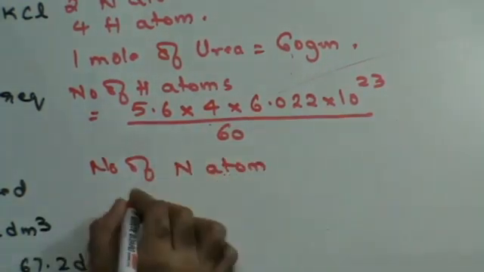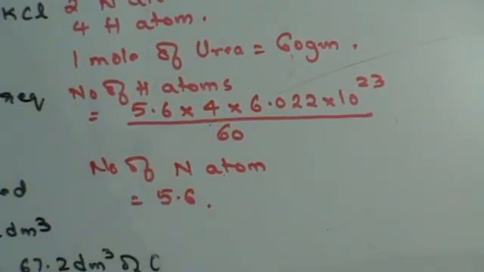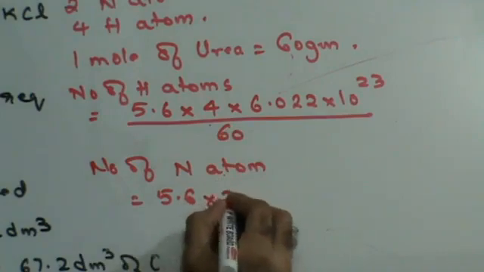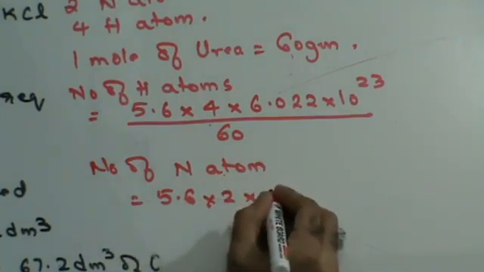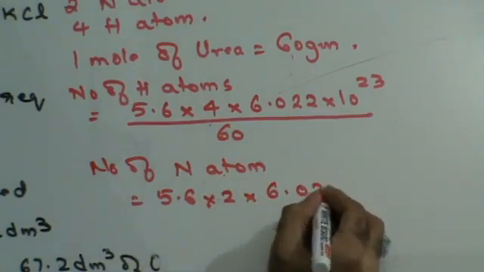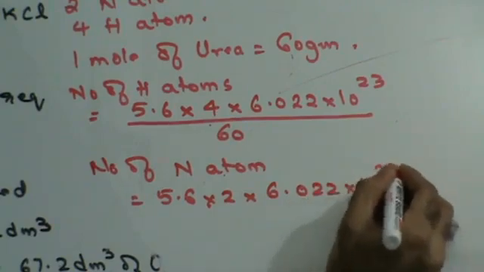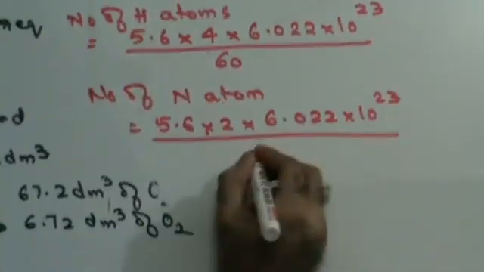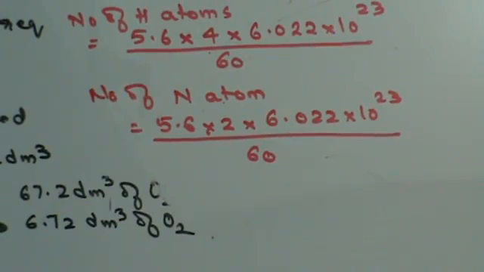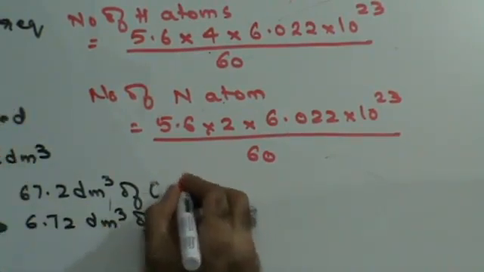Number of nitrogen atoms, same way. You have 5.6 grams of urea. How many nitrogen atoms are there? 2. To convert from grams to number of atoms, the conversion factor is Avogadro's number divided by the molar mass, 60. I'm not doing the calculation, I'm leaving the calculation for you all to do.